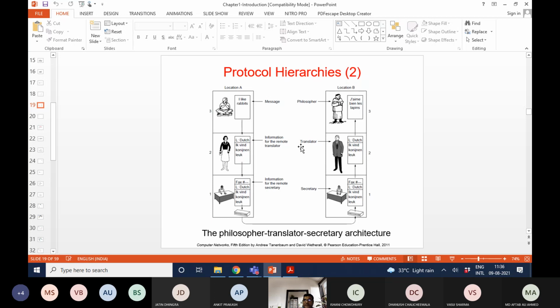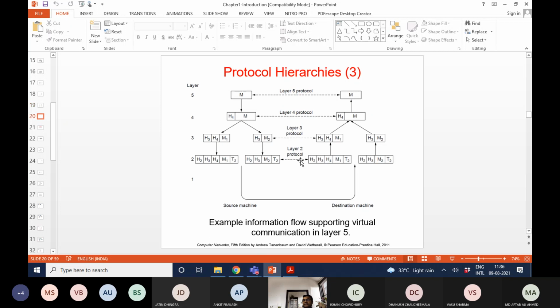Okay, so in that case, what happens? In this way, the translation goes on. Normally, whenever a person is telling something, the translator will translate it and tell it to the other person. So that is how protocol hierarchies work and how we get that benefit.